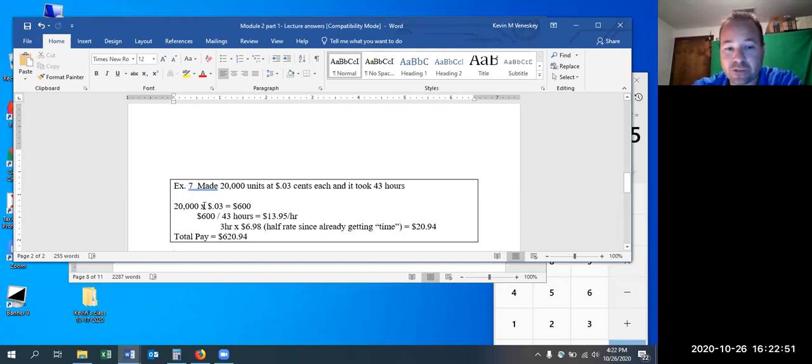So what you're going to first do is figure up how much you should get paid. Base rate, 600. And as you divide that out, the per hourly rate, that's how you would figure out what the overtime is. You would say, okay, this person's paid $13.95. Half of that is what the overtime would then include. So half of $13.95 is this. And you had 3 hours, so you get paid an extra $20.94. Total pay of $620.94.